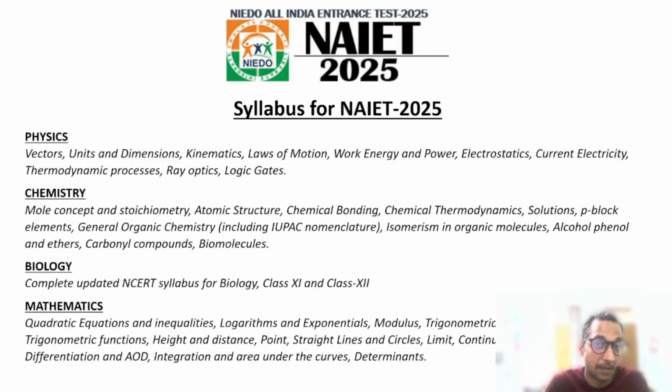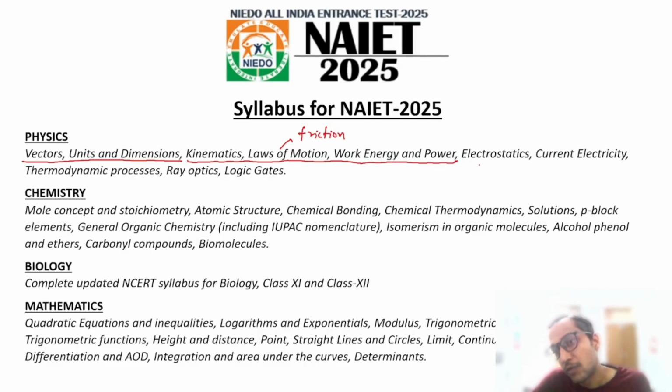What is the syllabus of the NAIET examination? For physics, we do not have a complete 11th and 12th syllabus. We have vectors, units, and dimension, which is basically the basics of physics, and then we have some mechanics part starting from kinematics, laws of motion, till work, power, and energy. And in laws of motion, friction will also be included, of course.